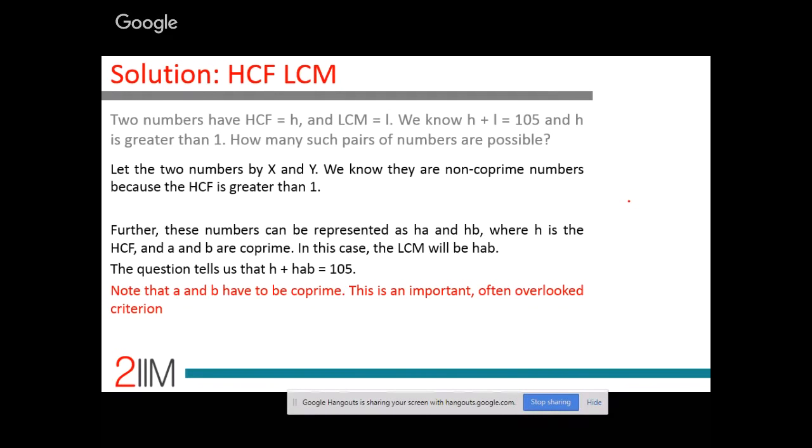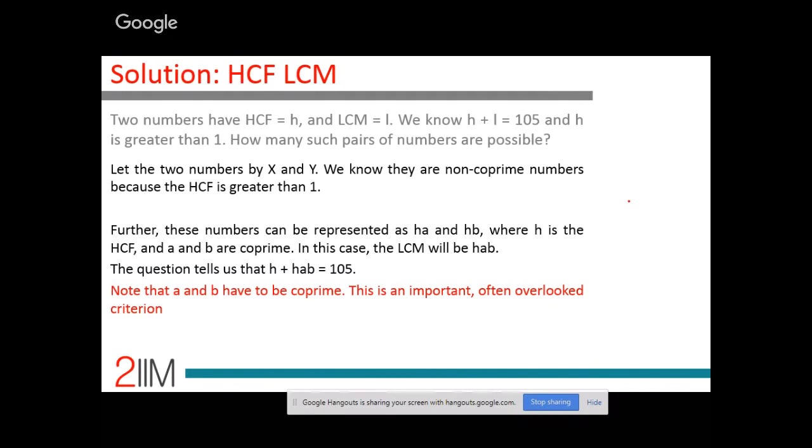So H is not 1. So H could be 3, in which case 1 plus AB would be 105 divided by 3, which is 35. H could be 5, in which case 1 plus AB would be 21. H could be 7, in which case 1 plus AB would be 15. Can H be 15? Yes, because 1 plus AB would be 7, so A into B would be 6. Can H be 21? 1 plus AB is 5, AB would be 4. H can be 35, 1 plus AB would be 3, AB would be 2. So you'll have to evaluate all of those possibilities.